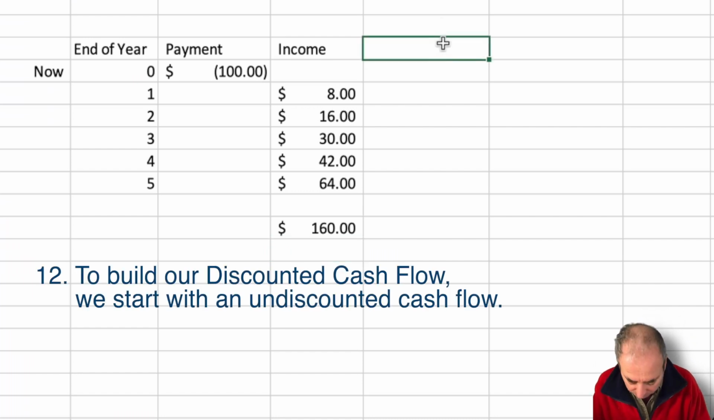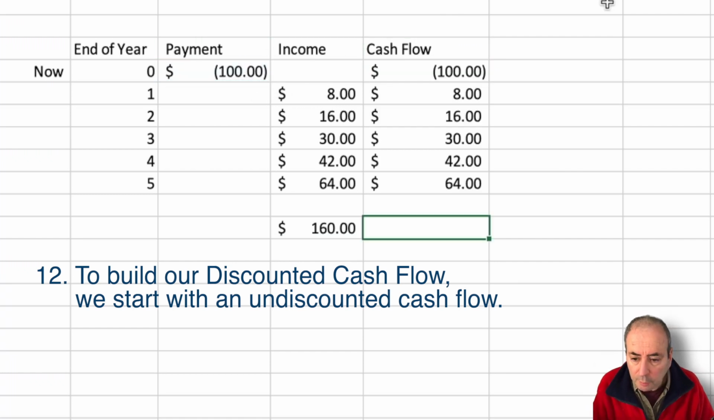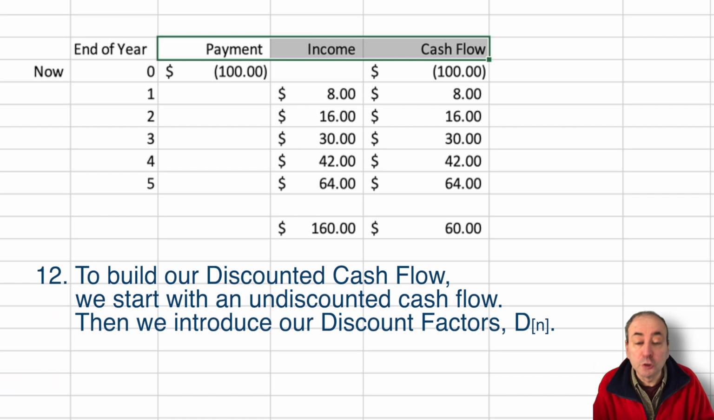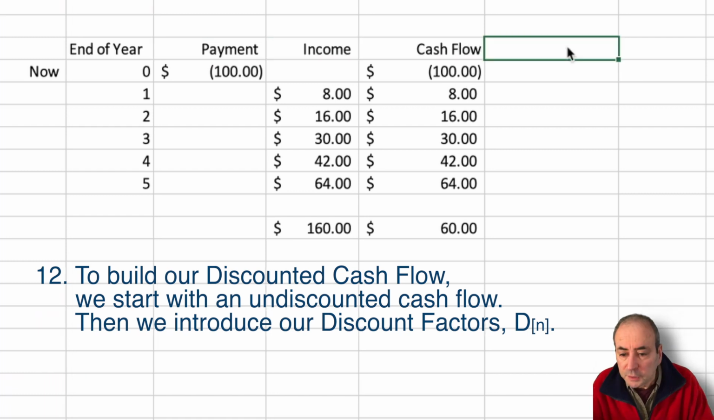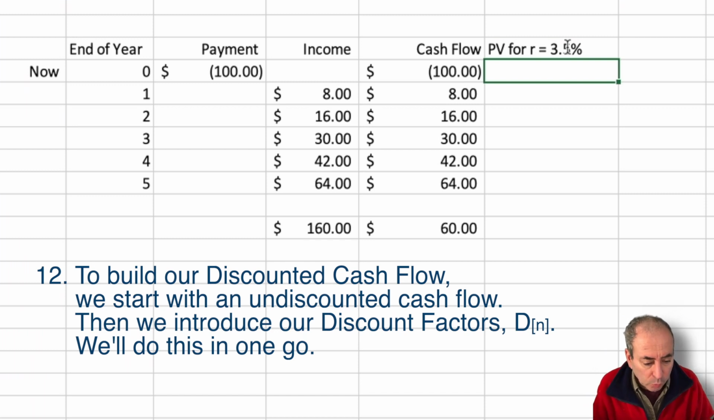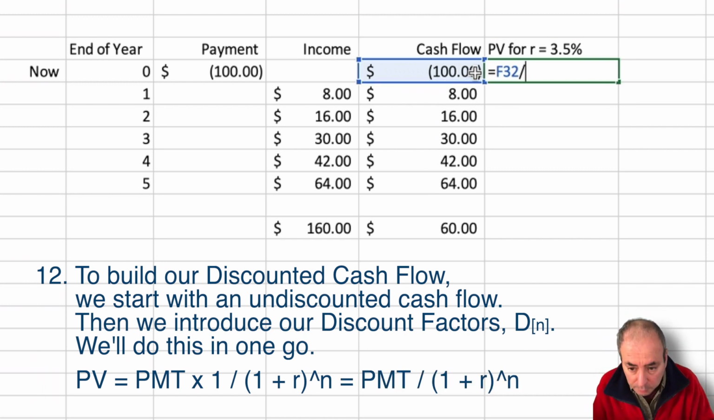So let's build our discounted cash flow, and we start by putting in an undiscounted cash flow. And that's very easy because all we do is we add our payments to our income. And we can see that at the end of the period, we should be able to calculate our simple profit or loss. But now we need to introduce our discount factor or present value factor. To create our discounted cash flow, we need to calculate our present value. So let's have our present value for R equal to 3.5%. So our present value, if you remember, is equal to our payment times 1 divided by 1 plus R to the n. So we can just divide that by 1 plus R to the n, which is 1 plus R, and we need to lock that with our function F4 to the power of the year index.